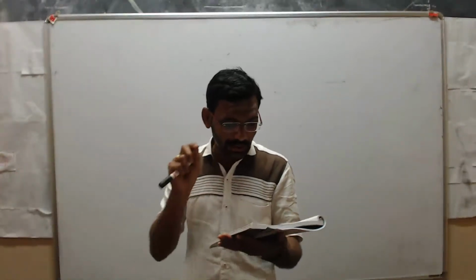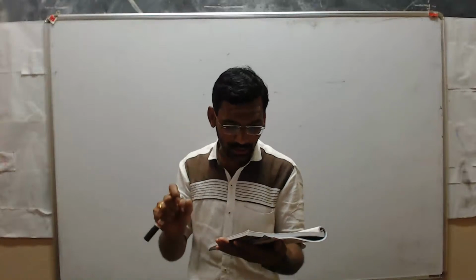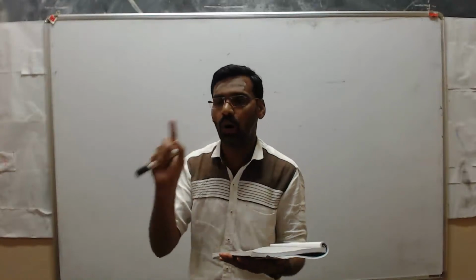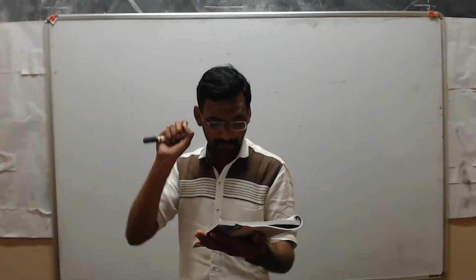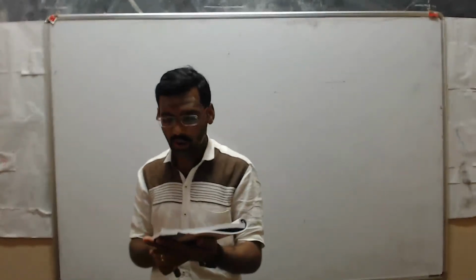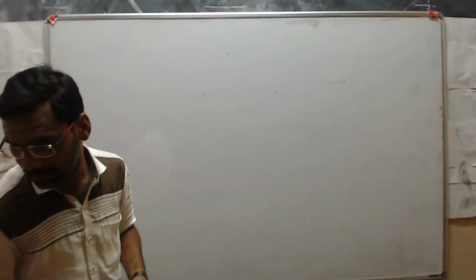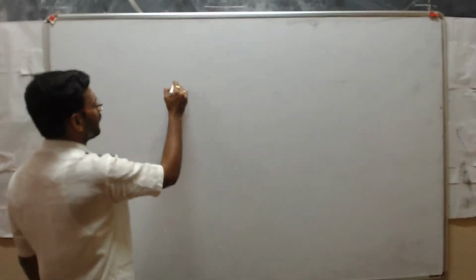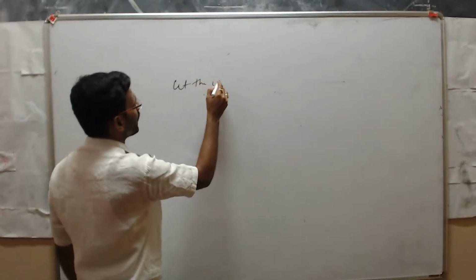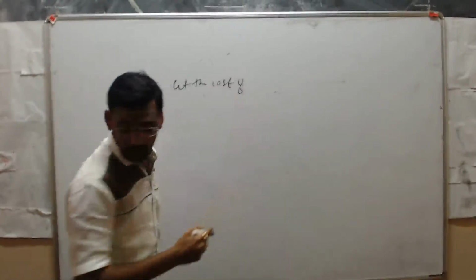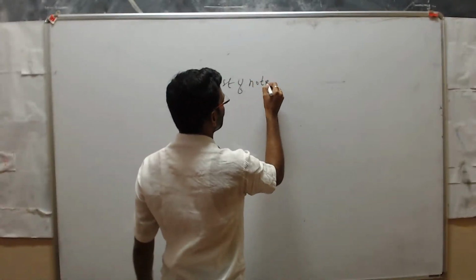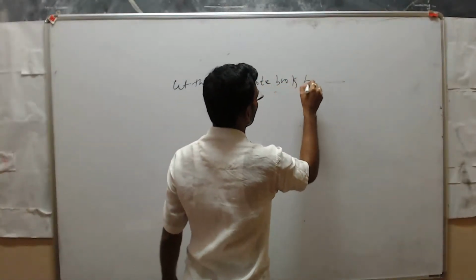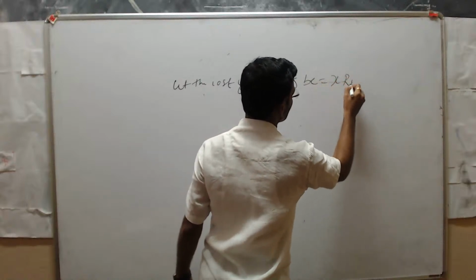Like this, here the cost of notebook is x, the cost of pen is y. How can we represent the cost of pen? The cost of notebook is x, the cost of pen is y rupees.